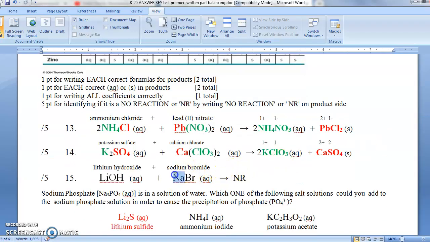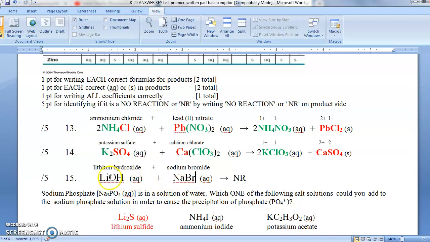Sodium bromide. Sodium is also an alkali metal. It will lose 1 valence electron. Bromide is a halogen. It wants 1 valence electron. The halogens are Roman 7, group 17, they need 1 electron to satisfy the octet rule. So we have a 1 minus and a 1 plus. Crisscross, the formula is NaBr.